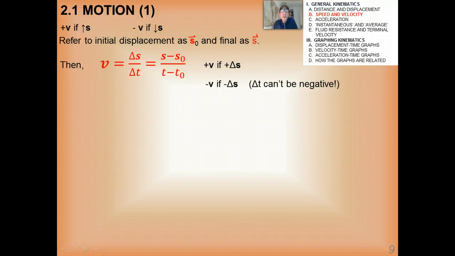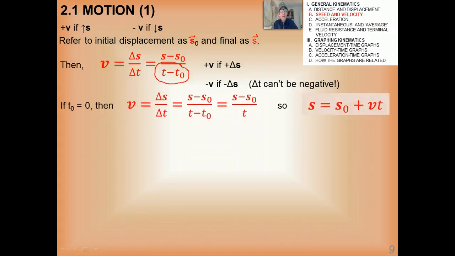We don't have to worry about our denominator being negative because a time interval can never be negative. You can't end up with a final time that's less than your initial time, because time only goes in one direction. Think about that for a second. Now, if t naught equals 0, all of this reduces to s minus s naught over t, because of what I just said.